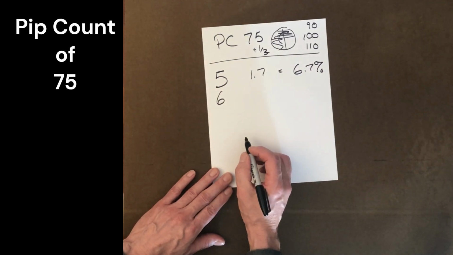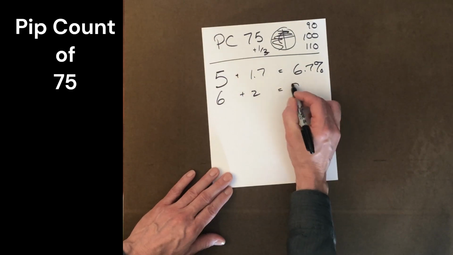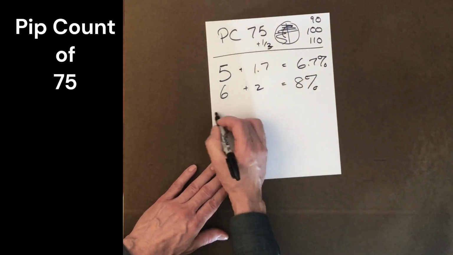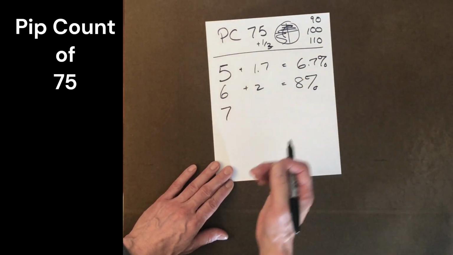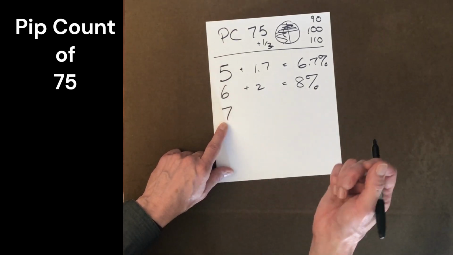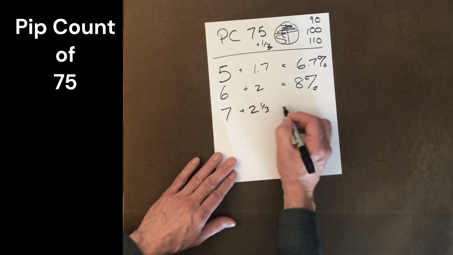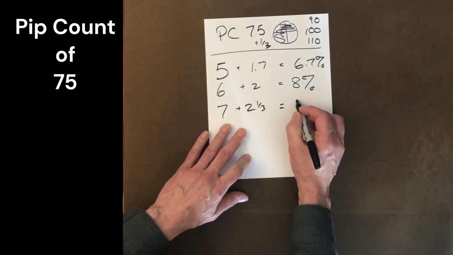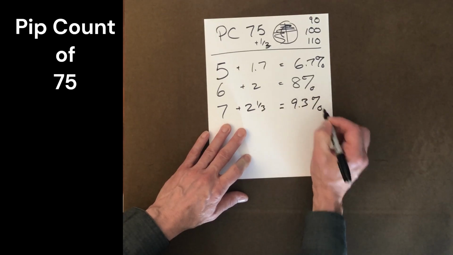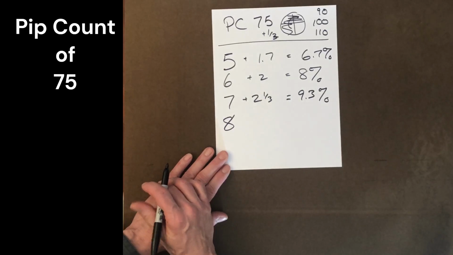Pip count of 6. 1/3 of 6 is 2. 8%. Super easy. Pip count of 7. 1/3 of 7. 6 is the closest number. So 2, but this is a little larger. So plus 2, we got that extra number. 2 1/3. So that gives us 9.3%.